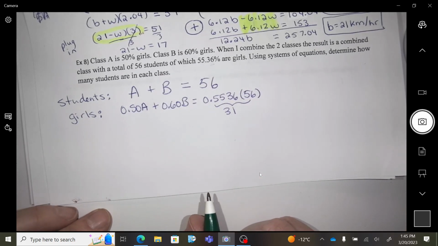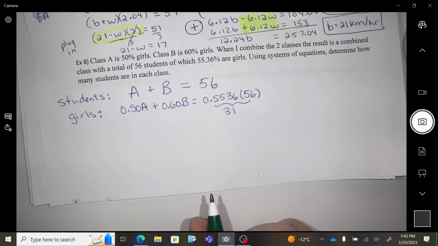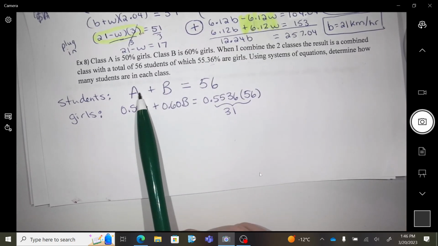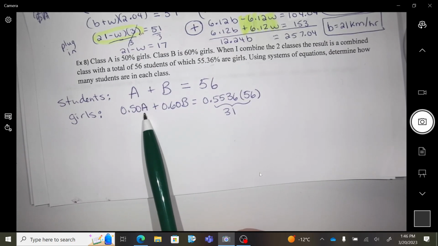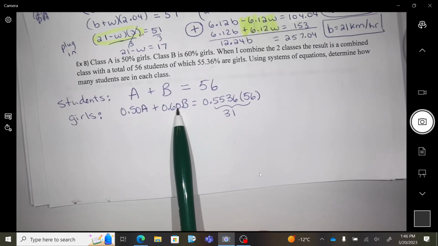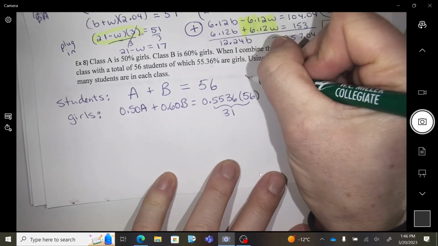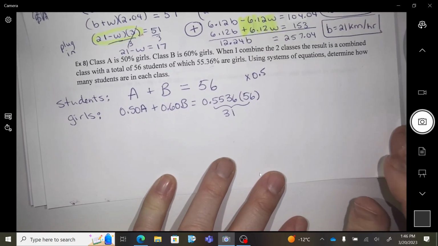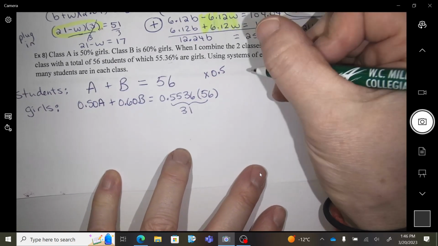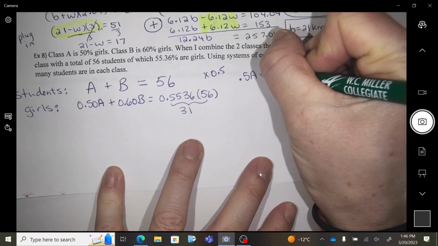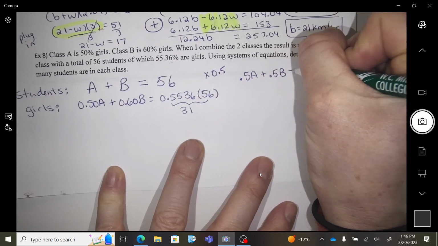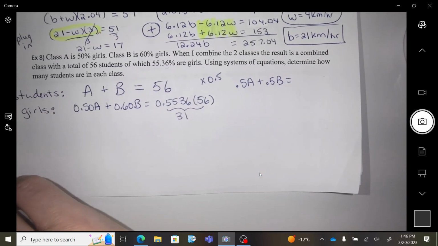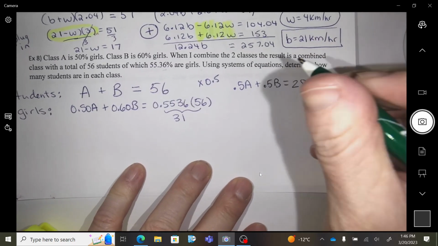Okay. What do you want to do? Graph, substitute, or eliminate? I'm going to eliminate. What do you want to match up here? Do you want to make these A's the same or these B's the same? A. So I'm going to times the whole line by 0.5. So 0.5A plus 0.5B equals 28.